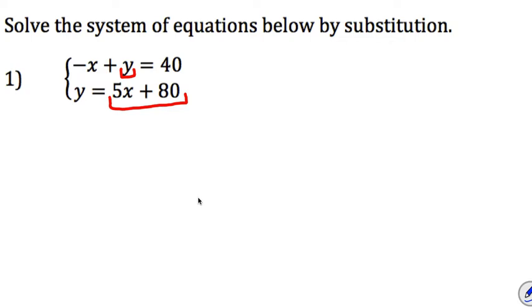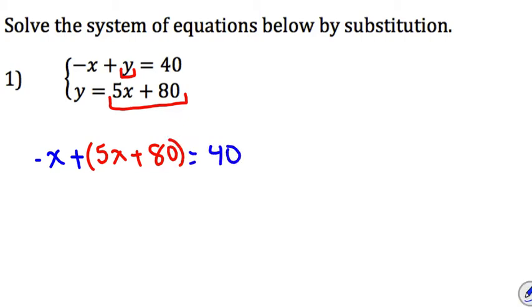So when we do this, I have negative x plus, now for y, I'm substituting in this part. And when we substitute in, just like I said back in chapter 1, always use parentheses. Sometimes it's not necessary, but for the times that it is necessary, if you don't have them, it will make your answer wrong. So we want to make sure that we use parentheses every time.